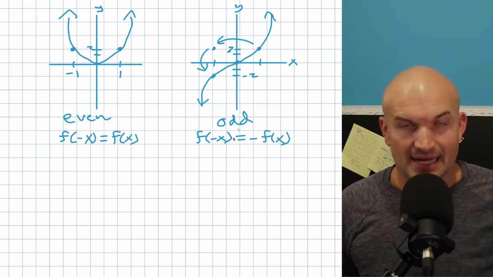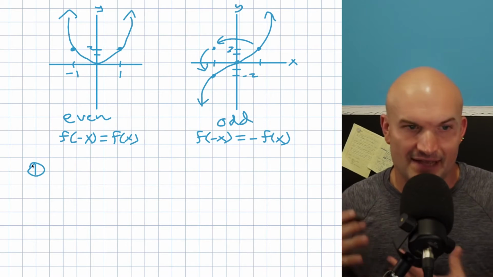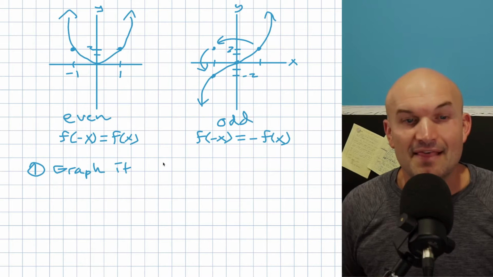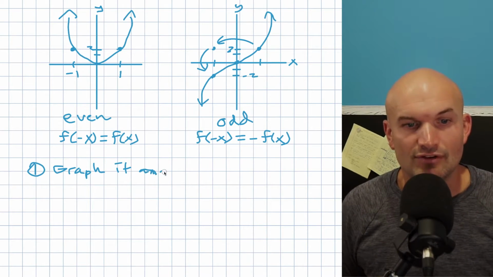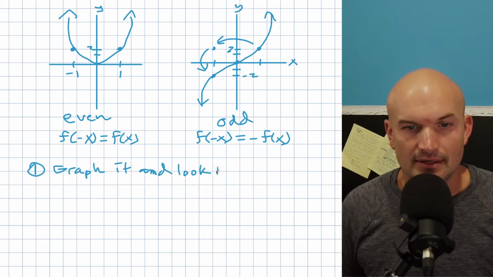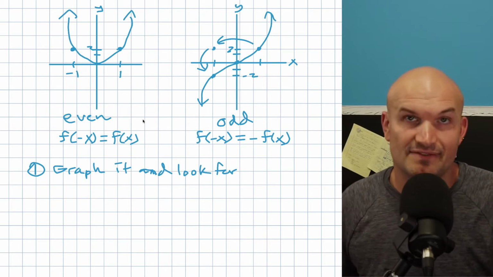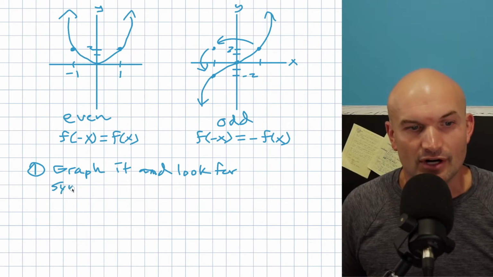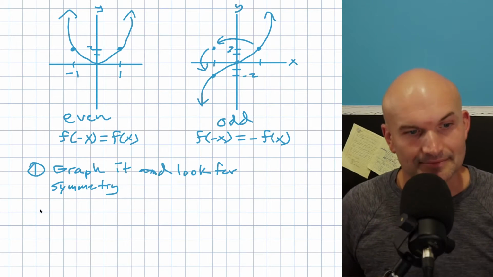So what are some tips that you can use to recognize this? Well, the first thing you should do if you're trying to identify if a function is even or odd is just to graph it, okay? And then look for symmetry. Graph it and look for the symmetry, right? Because if you remember, if it's even, it's reflected about the y-axis. If it's odd, it's reflected about the origin. Then you can confirm just by the symmetry whether it's even or odd.